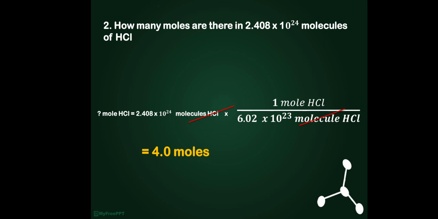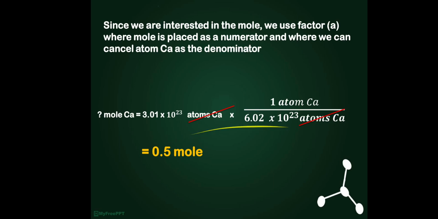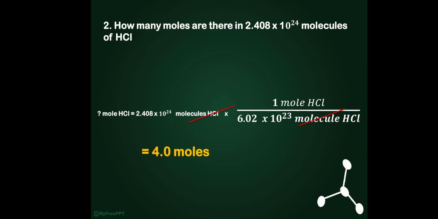So for word problem 2, how many moles are there in 2.408 times 10 to the power of 24 molecules of hydrochloric acid? So we will be finding now the percentage mole of hydrochloric. We have 2.408. So we are now in the compound kasi kanina we are in the element, right? For the calcium. So that's why it's atom, not molecules. Okay? So again, the same procedure, just cancel the same unit.